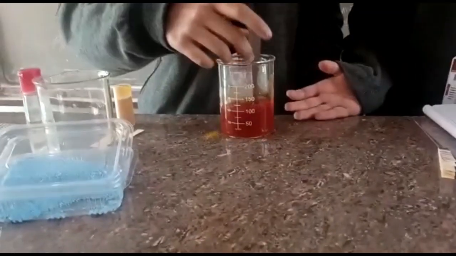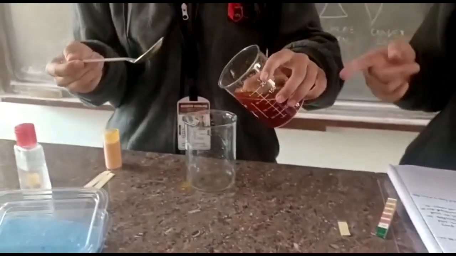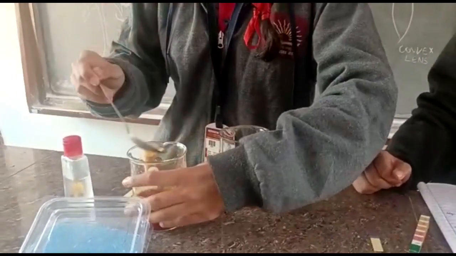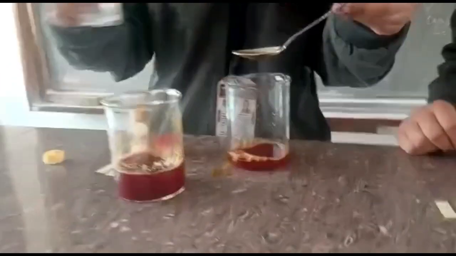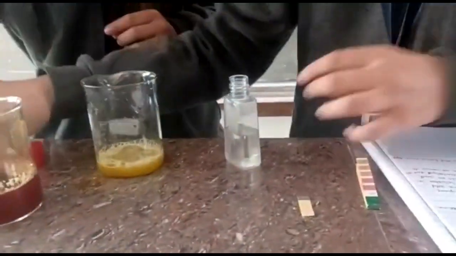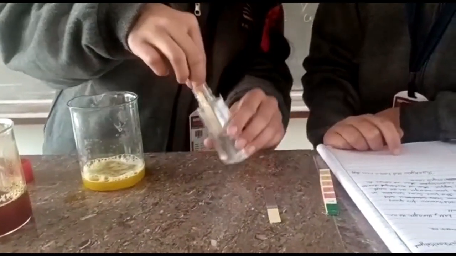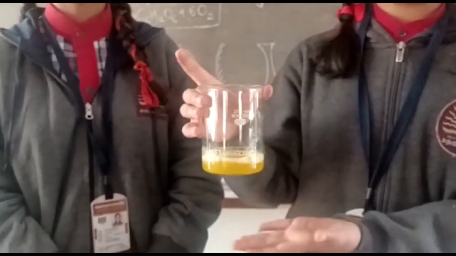Let's look at the pH of the solution. The answer is pH 12. Then pour some solution into another beaker. Then put vinegar as acid. First, let us see the pH of the acid. The pH is 5. Now here you can see the solution comes to its original color. This process is known as neutralization reaction.